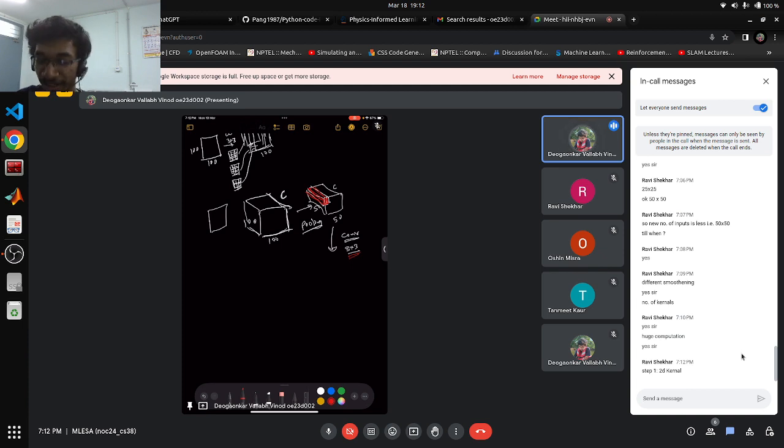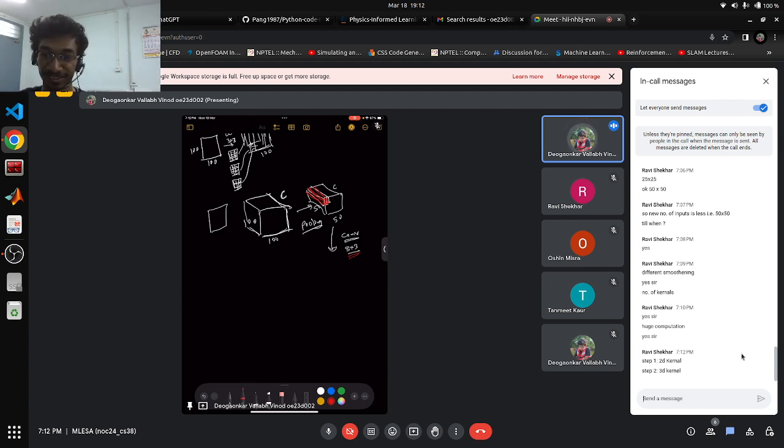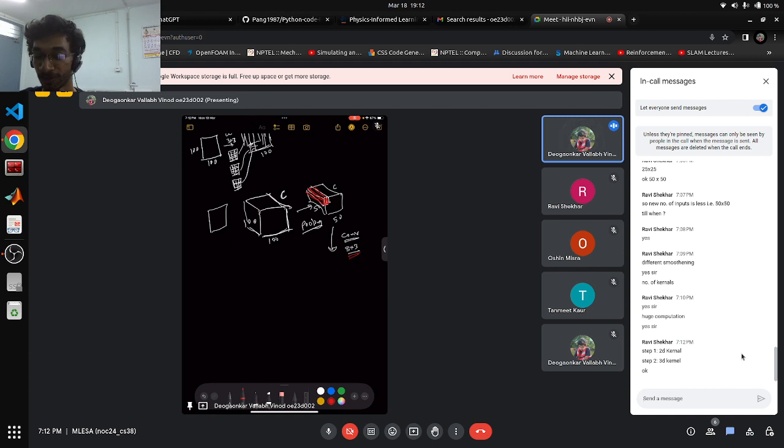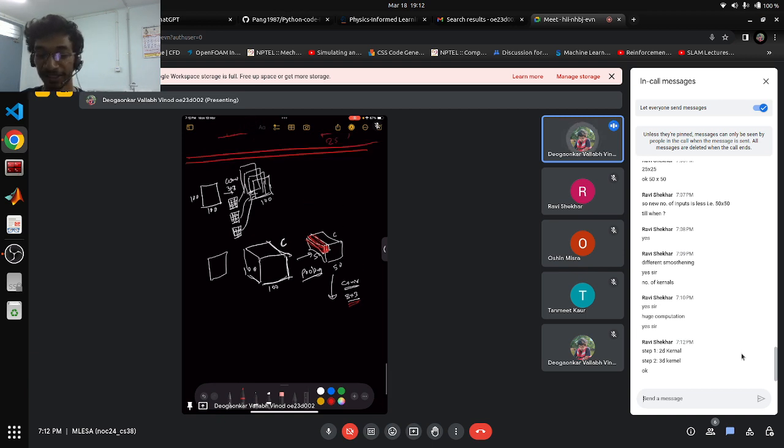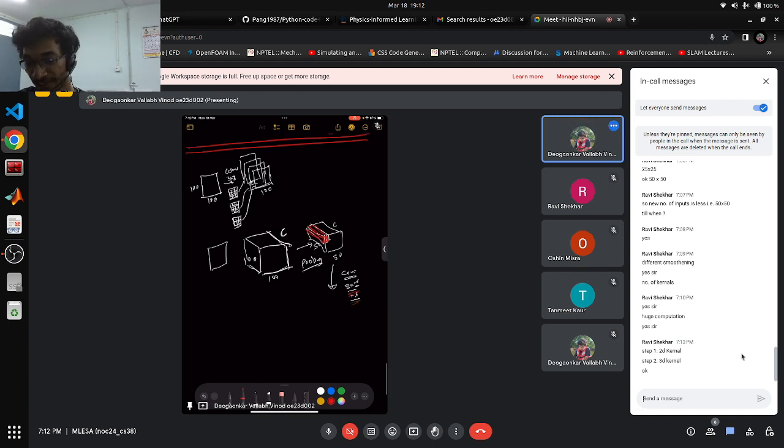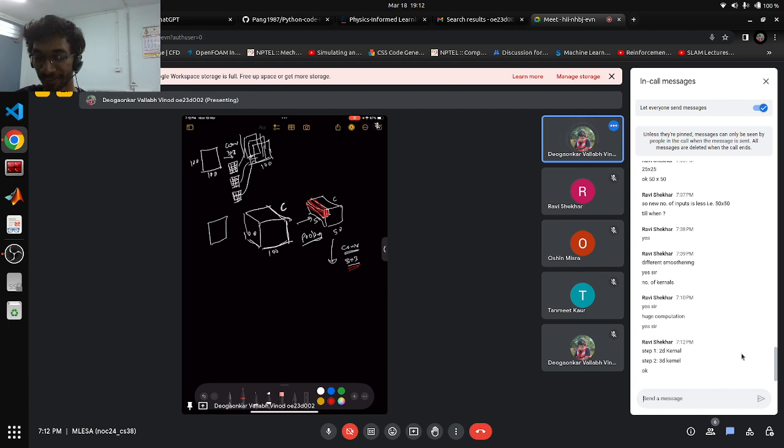In step 1 it was a 2D kernel, because my input was a grayscale image. If my input itself was 3D, I mean an RGB image, I would have started with a 3D kernel from the start itself. Since I started with a 2D image, I first applied a 2D kernel, and later my input became 3D, so I started applying 3D kernels.